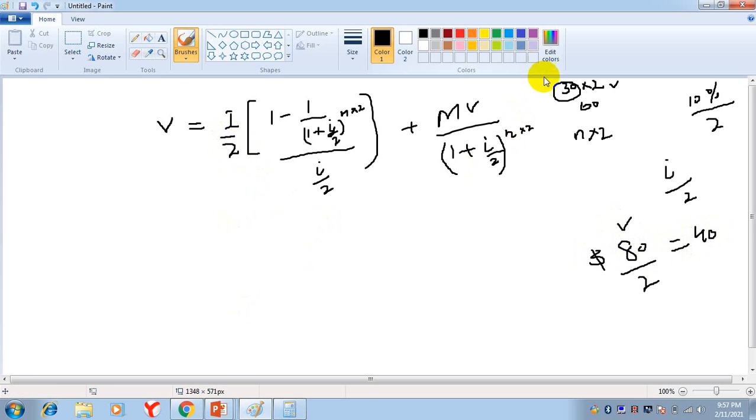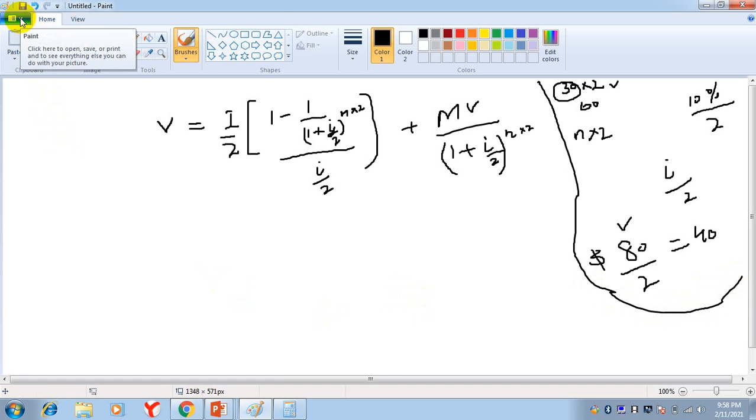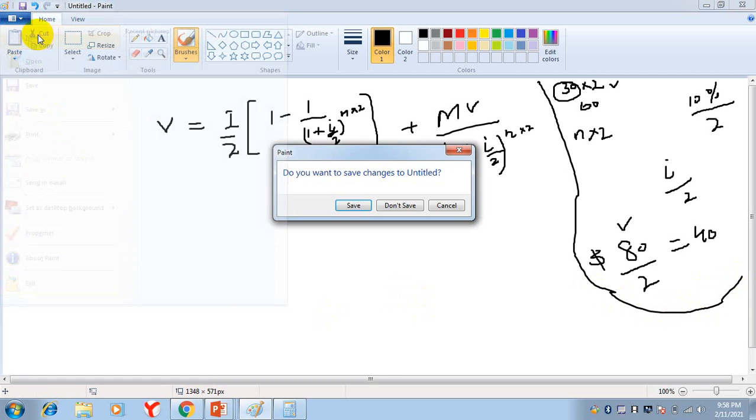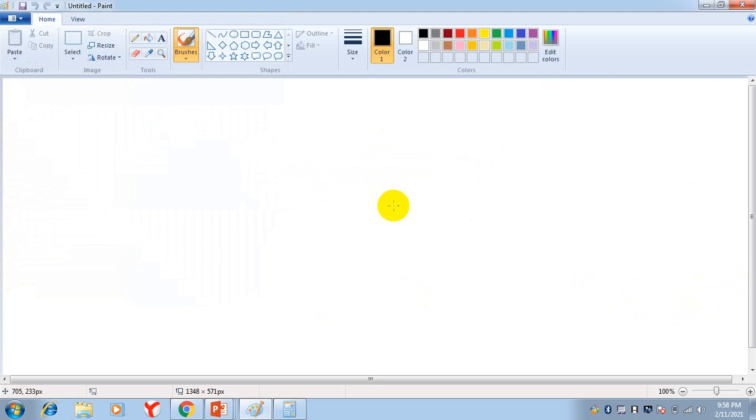So these will be the adjustments when you are calculating semi-annual compounding. Now we will take an example and solve one question on that, and then we will see what happens.